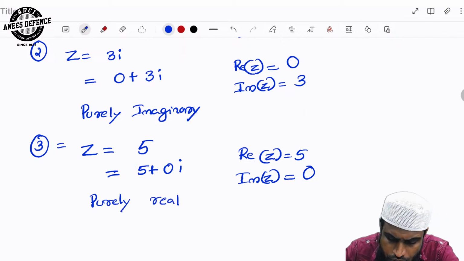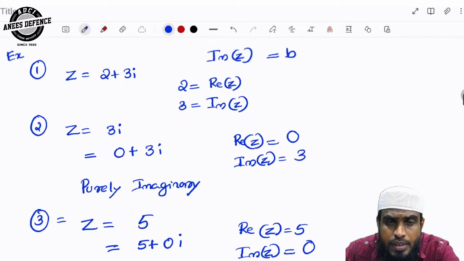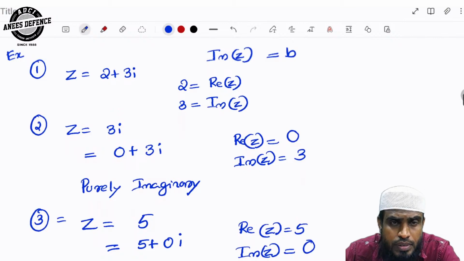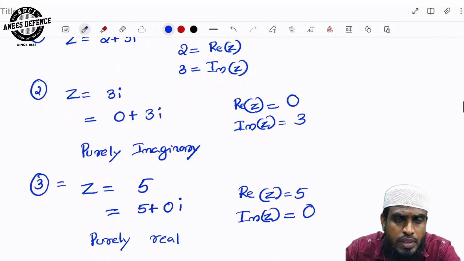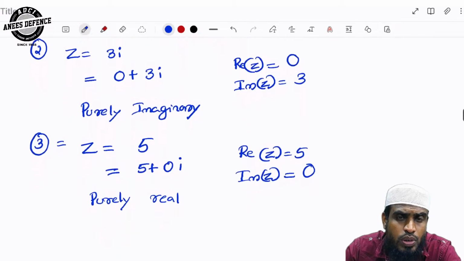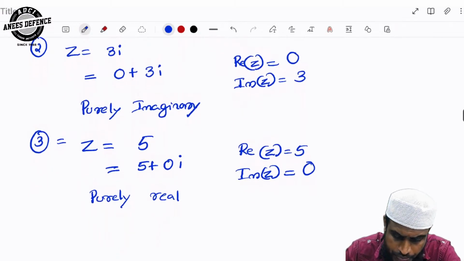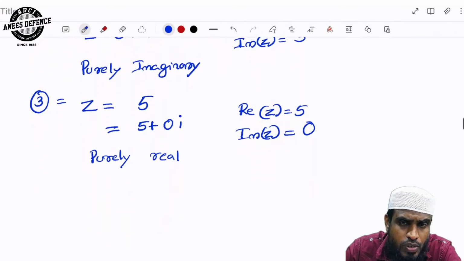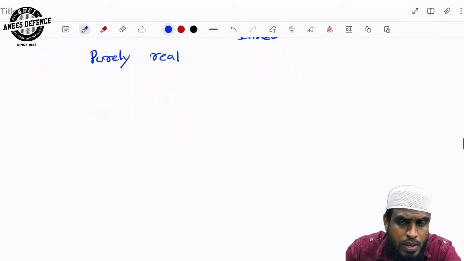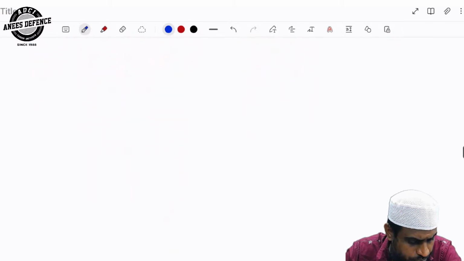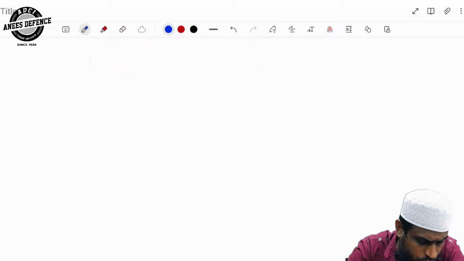So in the first case, both real and imaginary parts are there. In the second case, only imaginary, purely imaginary, and in the third case only real part, therefore purely real. So that is the representation of a complex number, purely real, purely imaginary, and all.